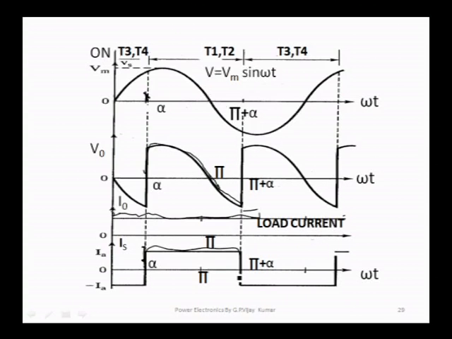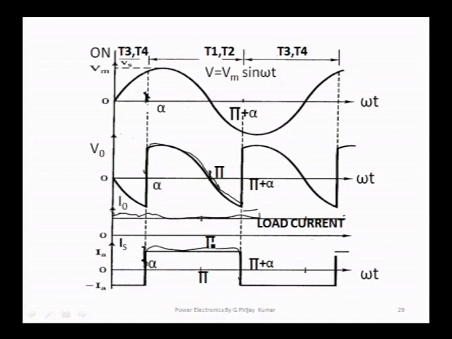Your source current Is is positive during the duration of thyristor conduction, during the duration in which the thyristors T1 and T2 conduct, alpha to pi plus alpha, your source current is positive. Of course, here your voltage is negative, but the source current is positive.